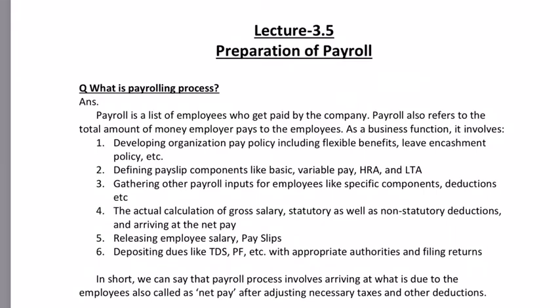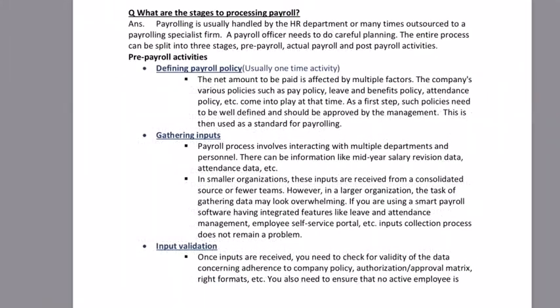So in short, we can say that the payroll process involves arriving at what is due to the employees, which is called net pay. So total what he deserves, and take off the deductions, it becomes net pay, after adjusting taxes and other deductions. Now let's study in the next question the various stages of the payrolling process.